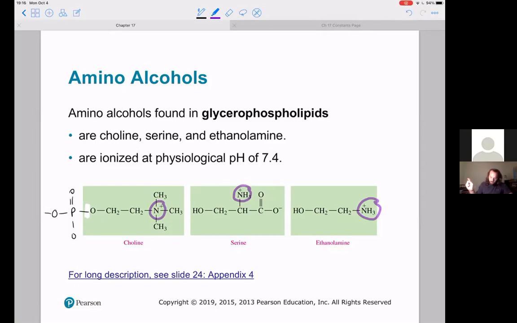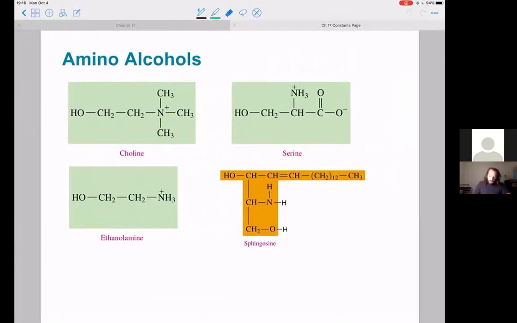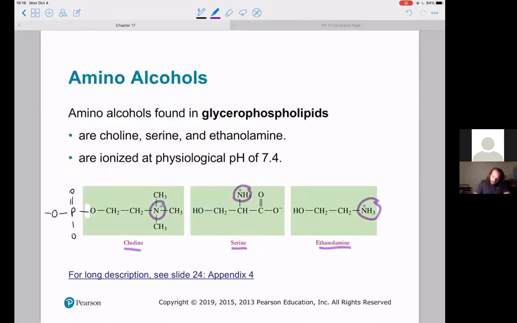All right, so there's the three that we're going to learn about: choline, serine, and ethanolamine. And these are also given on your constants page, okay? So this was the constants page that we had for chapter 17. It had all of our different fatty acids. The second portion of this page would be our three amino alcohols. And then look, you can see here's what sphingosine looks like. We'll talk about that here in a second when we get there. Okay, again, important feature, this positive charge, which makes these groups all very polar.